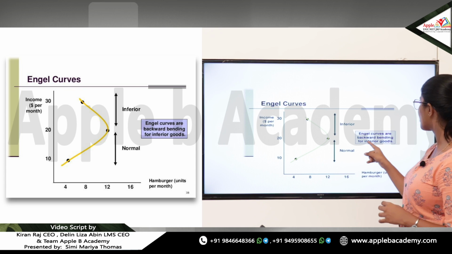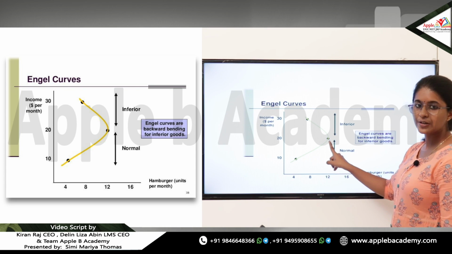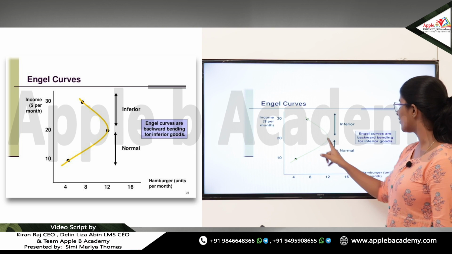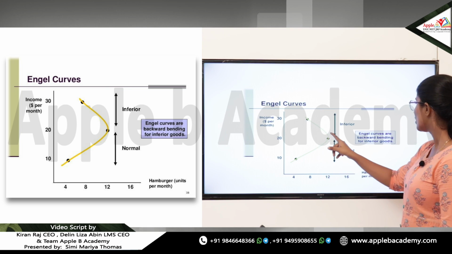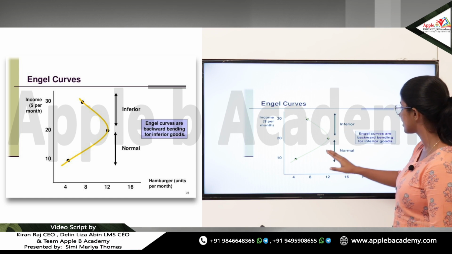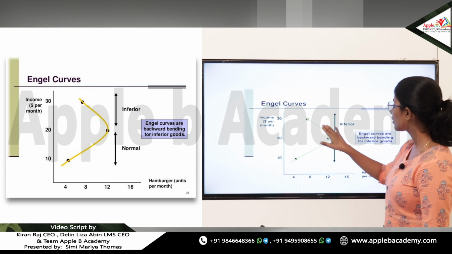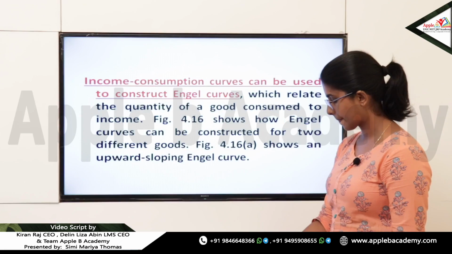So see, Engel curves are backward bending for inferior goods. Till this point, the Engel curve is for the normal good, and at this point when the Engel curve is becoming backward bending, Engel curves are backward bending for the inferior goods. So this is the case of inferior goods and this is the case of normal goods. In normal goods it is positively sloped, and in inferior goods it is negatively sloped.